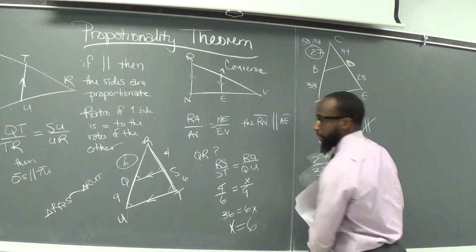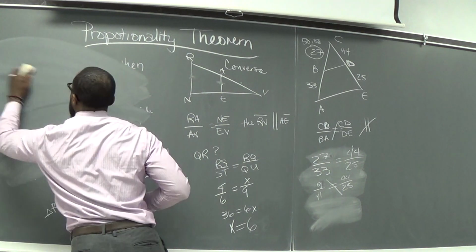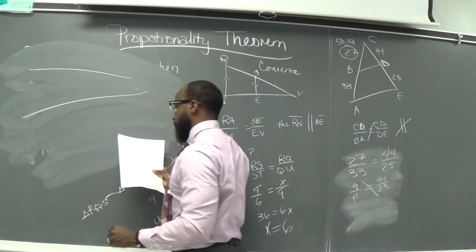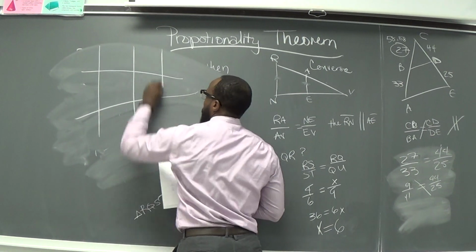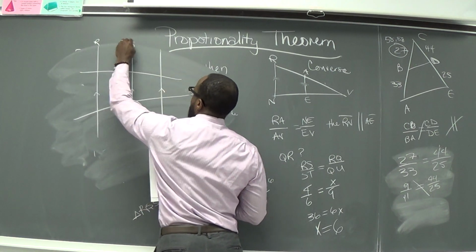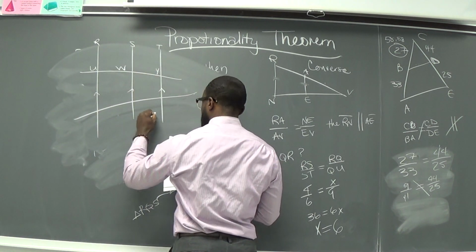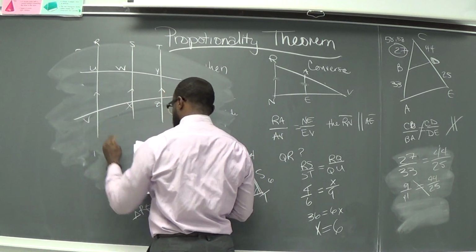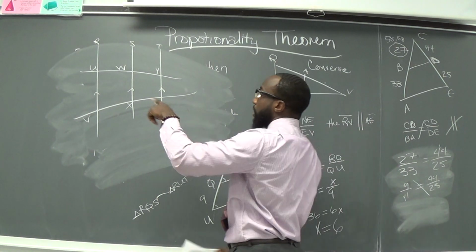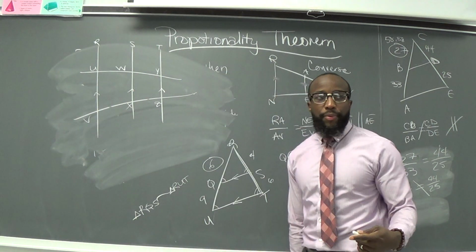Here we go, some more transversals. So let's look here. If we got 2 transversals and 3 parallel lines, they're parallel. This is line R, this is S, this is T. This is U, W, Y, Z, X, V. So, if parallel lines intersect 2 transversals, then these segments are going to be proportional.